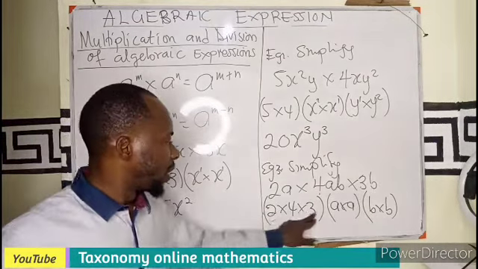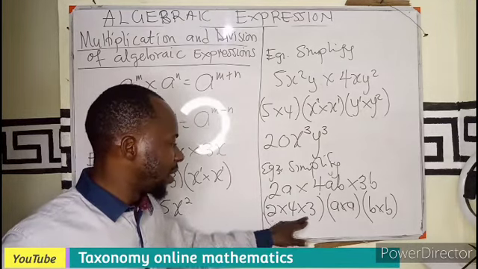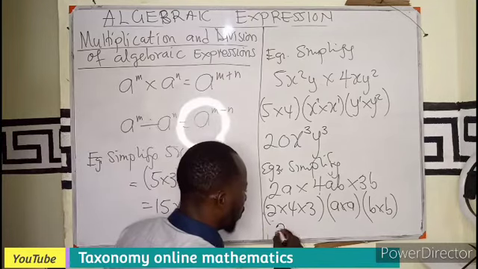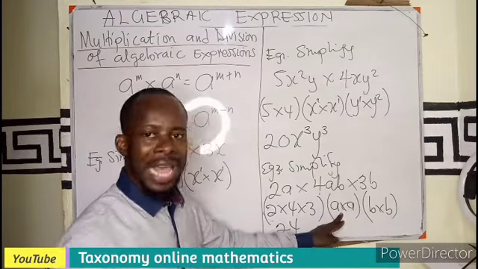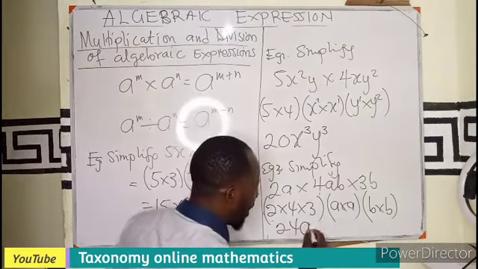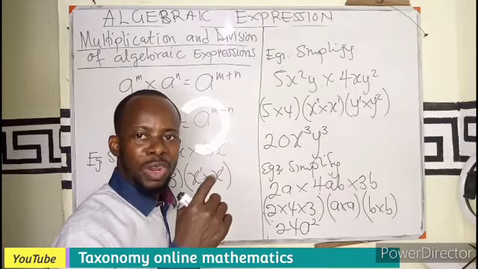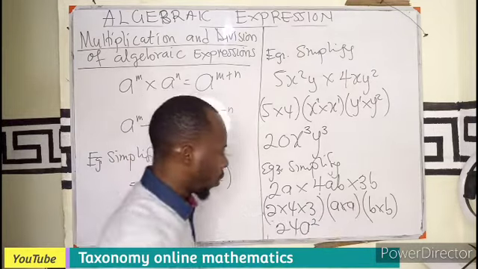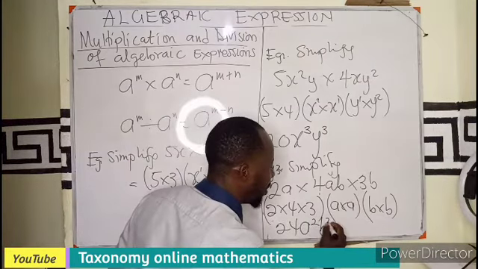So I believe this will give us 24. 6 times 4 is 24. So 24, a times a will be a squared, as in a raised to the power 1 plus 1. There is a 1 here. So this also becomes b squared.